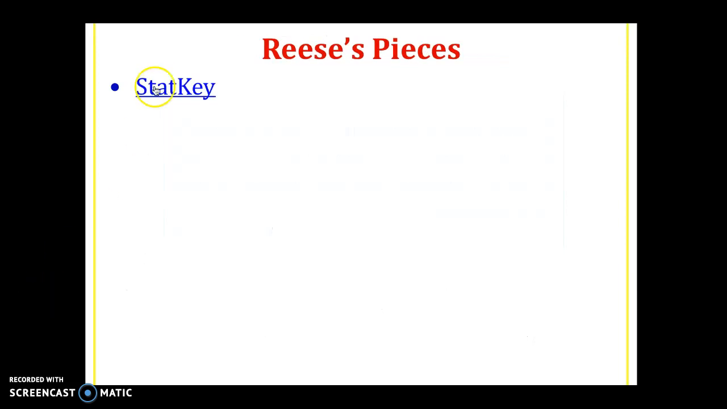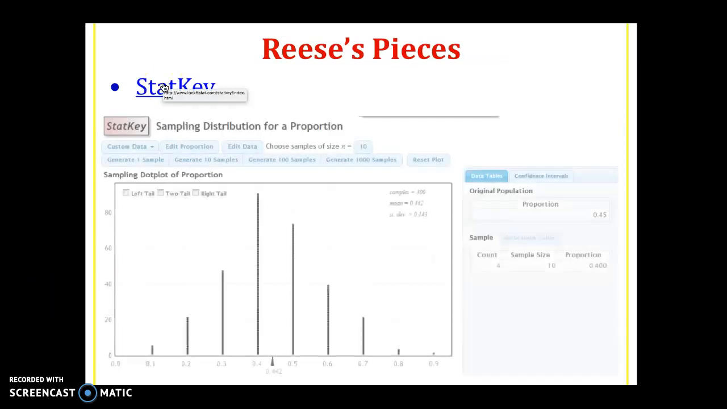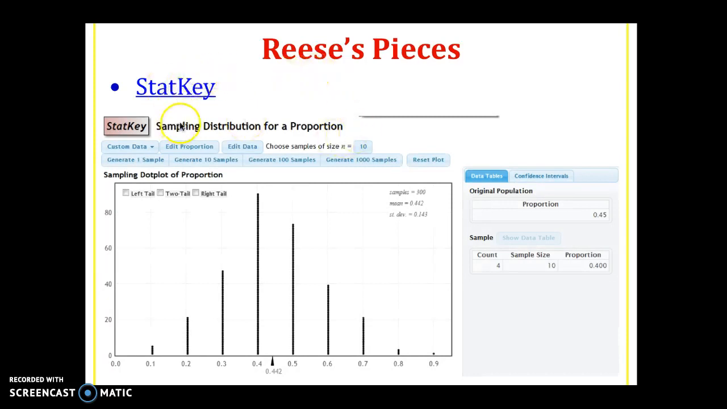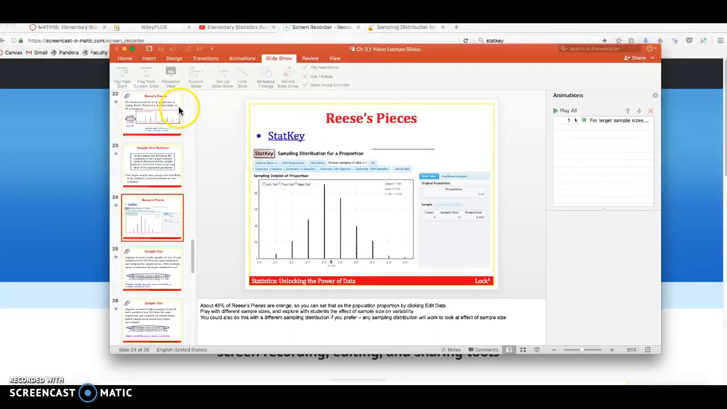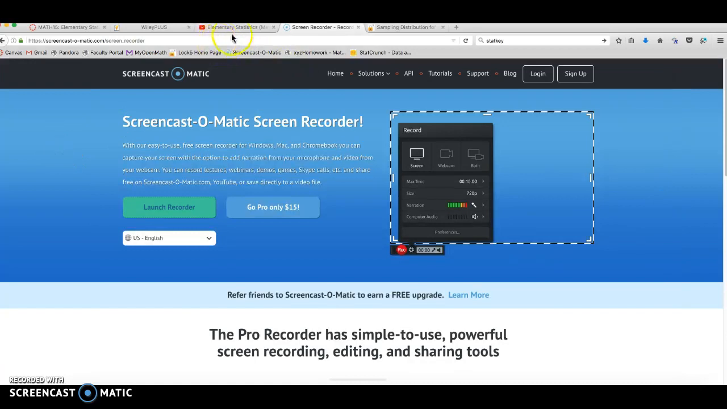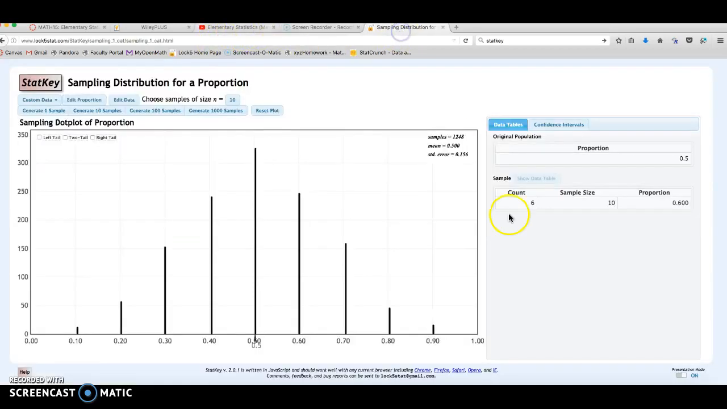So let's go back to the example looking at Reese's Pieces, the example we did a couple videos ago. Notice we looked at sample size 10, grabbing 10 Reese's Pieces at a time, and the standard error is 0.156. This standard error is the standard deviation of the sampling distribution.